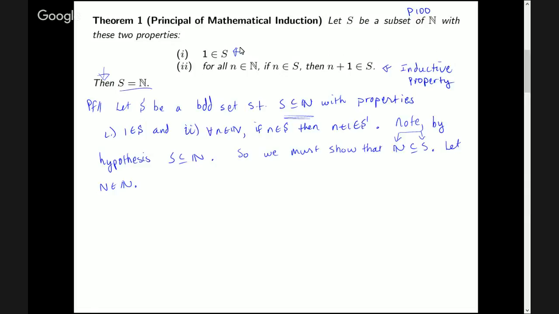What question? Is this S an odd set or a bounded set? Bounded, okay. That's a B. Bounded set. Is that the same S? Those are the same S's.